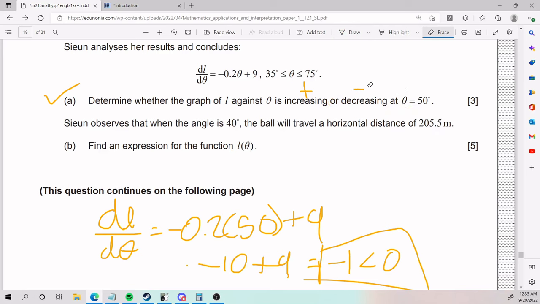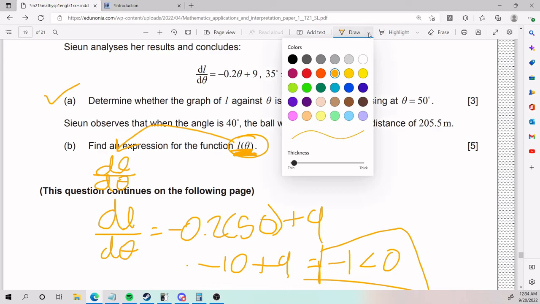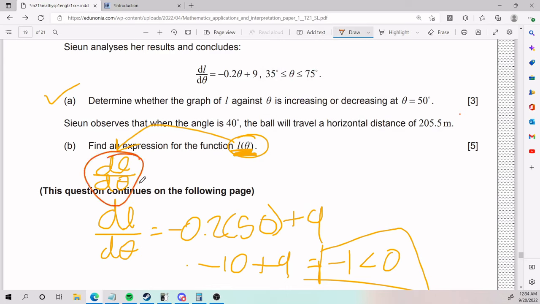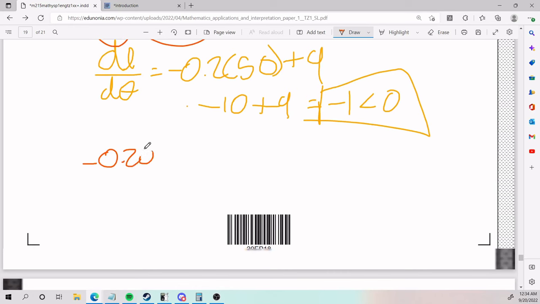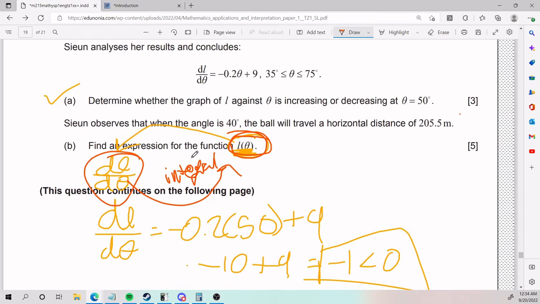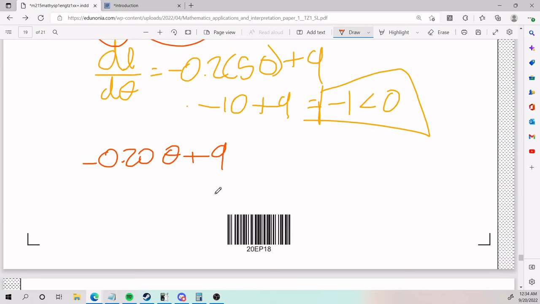See? And so the best intuition I can give is that this dL over d theta actually came from this. So what you did is that you took this one, did the derivative and got this. The next step is that if you take this one and do the integral, you end up with the original one. And so you need to do the integral of this here, negative 0.2 theta plus 9, see? If you do the integral of this, you're going to end up with your original function. Got it? That is the plan.